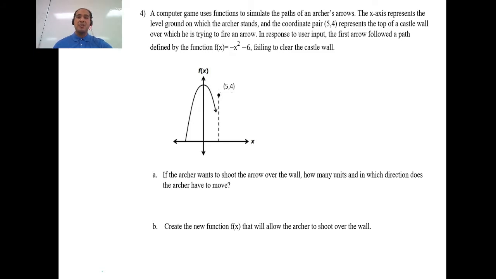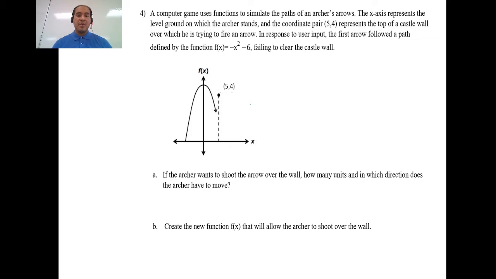In response to user input, the first arrow followed a path defined by negative x squared minus 6, failing to clear the castle wall. So we see this parabola here. That goes up, it comes down, and it hits the wall here. We want to get it over that point (4, 5). Kind of like how Angry Birds work. This idea of shooting things in the air and then falling down follows a lot of these parabola-type shapes.